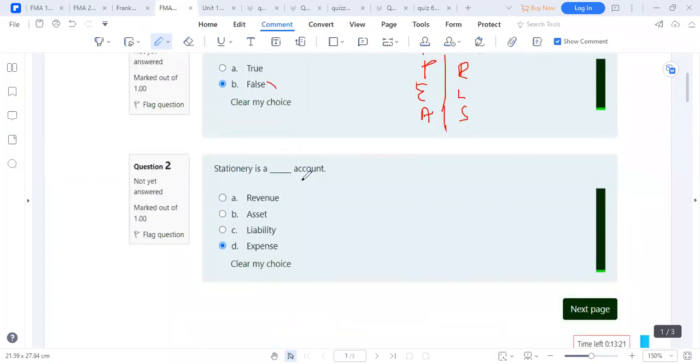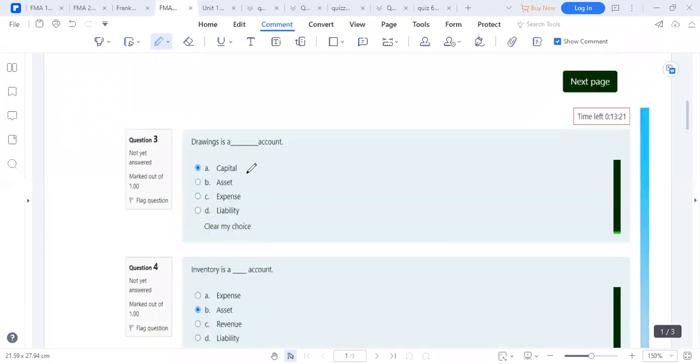Okay. Stationery is an example of what? An expense. All right. Drawings is what? Capital account. Yes, it affects capital. Drawings, not assets. Drawings is a what? I thought it's an asset. No, it's not an asset. What are drawings? When you remove money from the business for personal use.